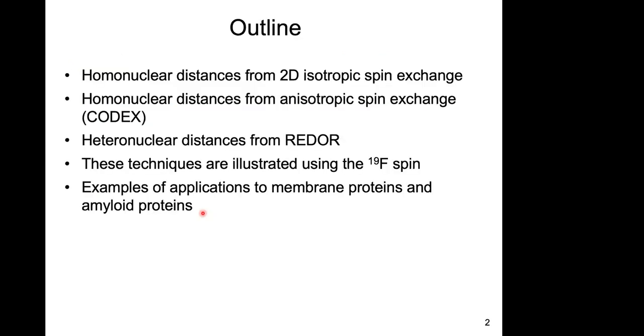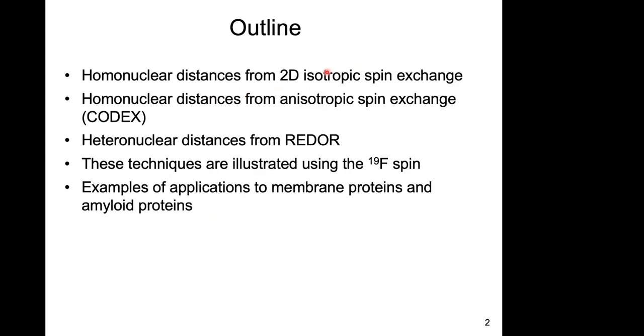And here's an outline of the different types of methods that are available to measure distances. I want to start with homonuclear distance techniques. And within homonuclear distance methods, I can distinguish two types. One is using isotropic spin exchange. And by that, I mean 2D correlation experiments, and I'm looking at signals with different isotropic chemical shifts, and I'm getting cross peaks, equivalent to NOESY in a solution state.